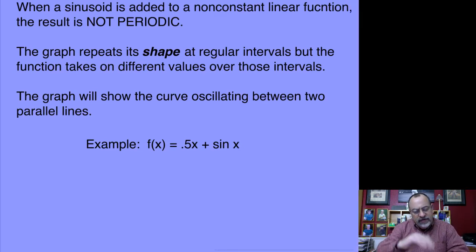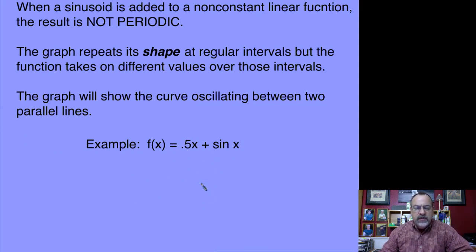So you'll have this sinusoid looking graph oscillating in between 2 parallel lines. Now the question would be then, where do the parallel lines come from? I think maybe an example would be the best way to show you that. So in our example here we have 0.5x, which is a linear equation. Another way to write it would be 1/2 x. So that's a line that goes through the origin and has a slope of 1/2. Okay, so that's a linear function, and it's being added to this sinusoid.